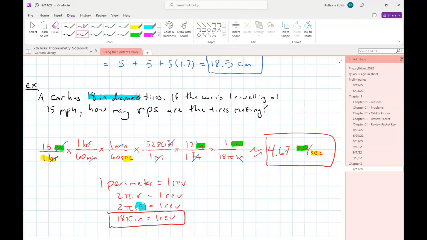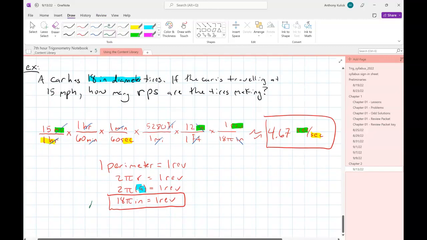Is everybody okay with that? Does this look a lot like a unit conversion chemistry problem that you guys would have done? Very much so, right? Same idea. The only thing that was specifically related to what we have been doing was this idea that one perimeter would be the same thing as one revolution.